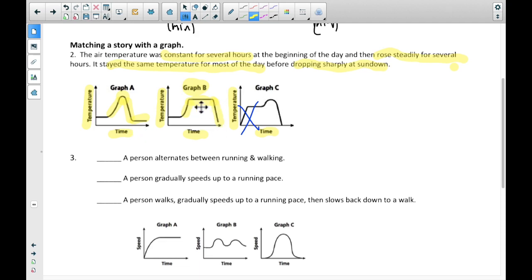And this one looks like most of the day. Like this flat part at the top is a very small part of the day. This flat part is most of the day. So I'm going to say that the answer is graph B for this one.